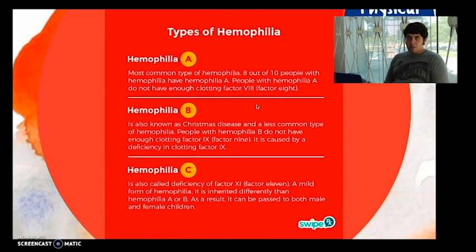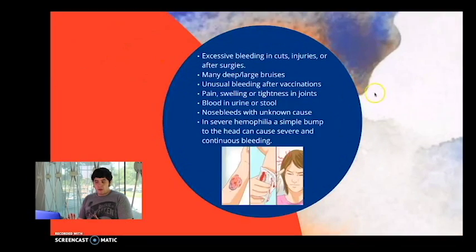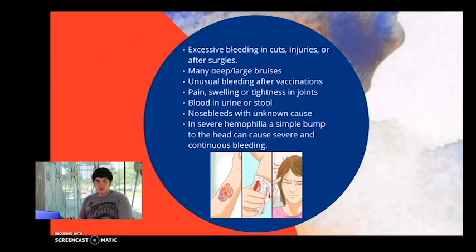The third type of hemophilia I'm going to talk about is hemophilia C. Hemophilia C is also called deficiency of factor 11. Hemophilia C is a mild form of hemophilia. It is inherited differently than hemophilia A or B, and as a result, it could be passed to both male and female children. The next slide I'm going to talk about is the list of symptoms of hemophilia disorder.